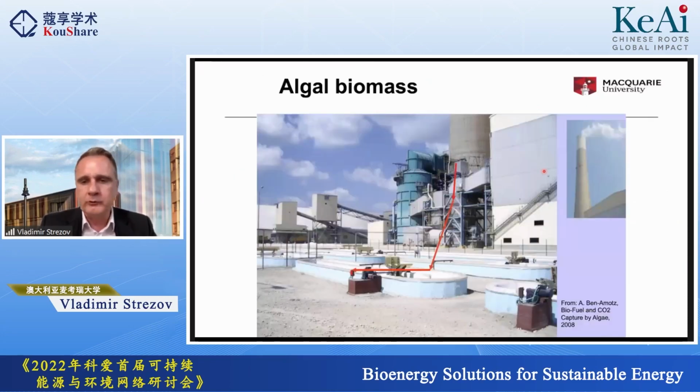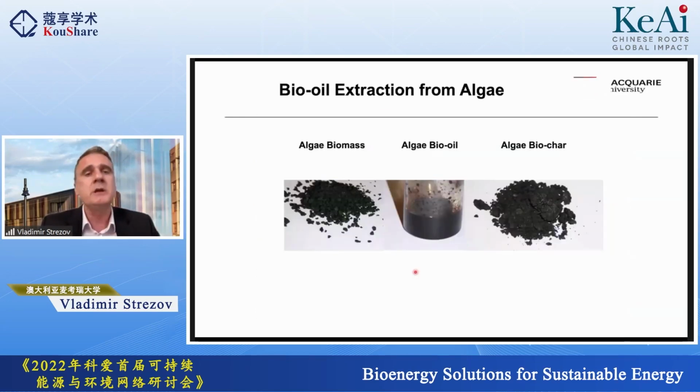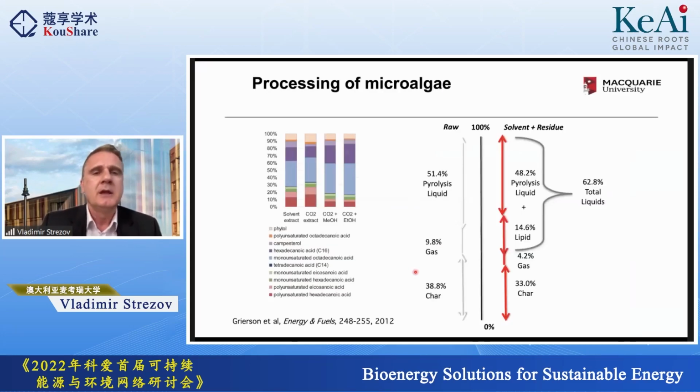Algal biomass has also been proposed, where we see a power station with CO2 off gas, we see ponds with algae here. So the idea is to bubble the CO2 in the ponds, use the CO2 to grow the algae, and then use the algae to produce biofuels. And we did produce biofuels from algae biomass, and designed a way that we can maximize the use of the bio oils, because the liquids in case of the algae is the most important product. So we found a way through lipid extraction and pyrolysis to get almost 63 percent of the liquids.